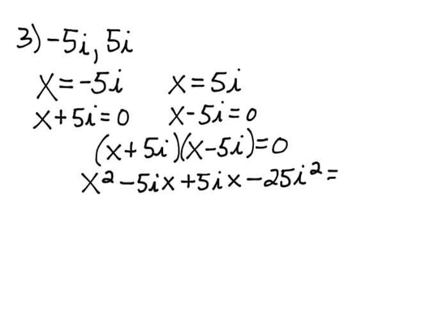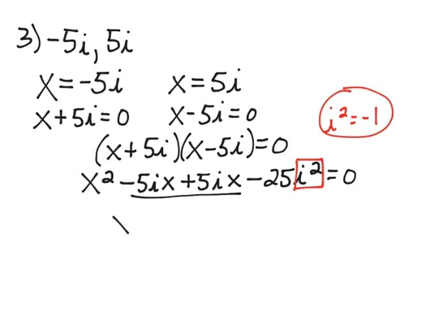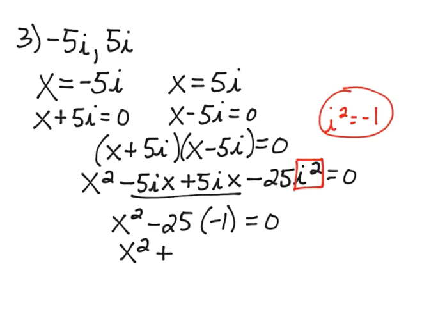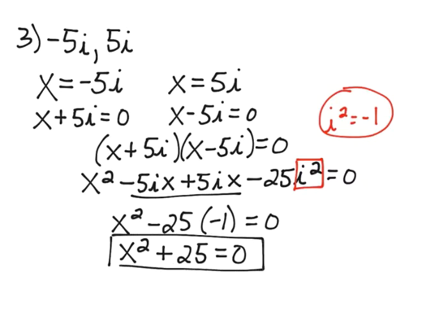squared. Now remember, i squared is equal to -1. That's going to be an important replacement that we will make right here. These middle two terms will cancel out. We'll get x squared minus 25 times -1 equals 0, which comes out to x squared plus 25 equals 0. Now if you were to go backwards and think about solving that, if you subtracted 25 from both sides and square rooted, you would get an imaginary solution from that because you'd have a negative under your radical.